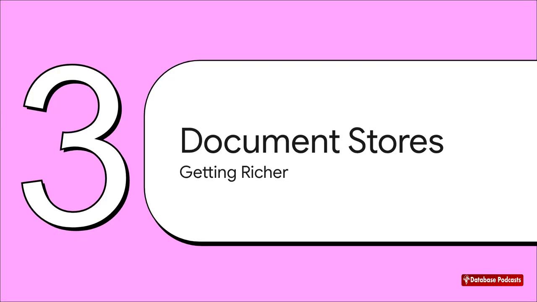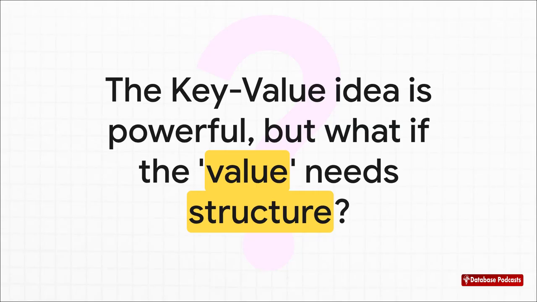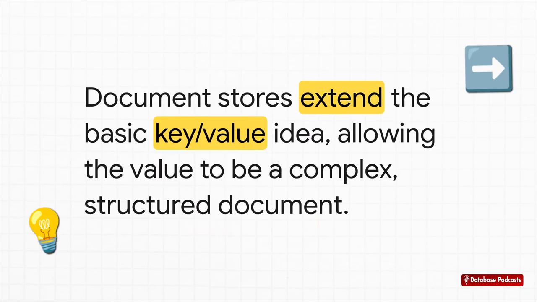All right, so let's circle back to that simple key value idea for a second. What if we could take that concept and, well, make it a lot richer? That brings us to our third type, document stores. Okay, so we love the key value idea for its simplicity, right? But what happens when the value part needs to be more than just a single number or a piece of text? What if the value itself is, well, a whole document with its own structure inside? And that is the key idea here. Document stores basically take that key value concept and put it on steroids. They're a direct evolution, just way more flexible.